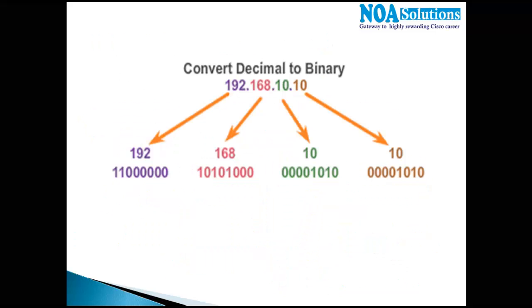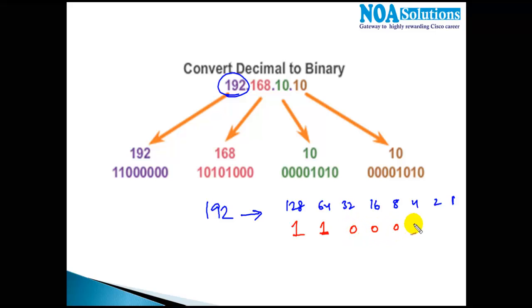I have some more examples here. You can see in another slide I have the same example. In case you want to convert any number into its equivalent binary format, like I have 192 here, we can simply write 128, 64, 32, 16, 8, 4, 2, 1. So it's 2 power 0 up to 2 power 7. If I want to make 192, you need to add 128 plus 64, which becomes 192. The remaining positions you simply write as zeros.